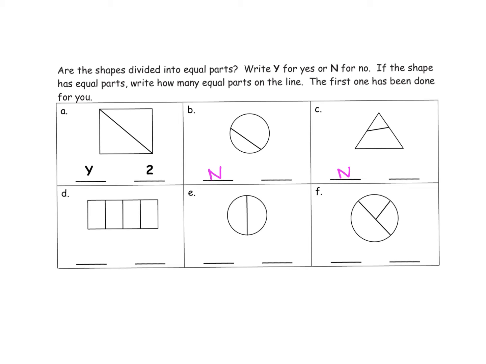In D, we can tell that our shape has been divided into equal parts. Each of these is exactly the same size, so we're going to write a Y for yes and a 4 for the number of equal parts. For E, our parts are exactly the same size, so we're going to write a Y for yes, it's divided into equal parts, and there are 2 equal parts. For our last one, F, we can see that this one part is bigger than these 2 other parts. So we're going to write a no. It is not divided into equal parts, and we'll leave the second space blank.